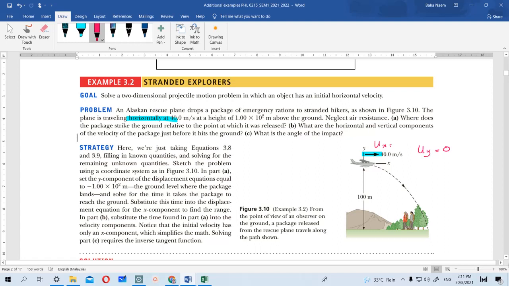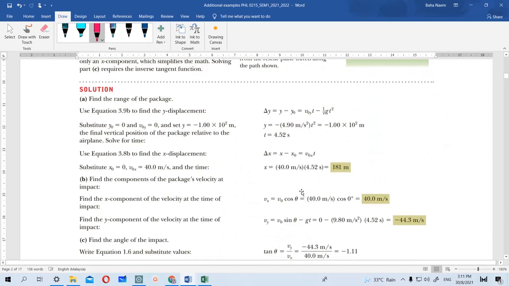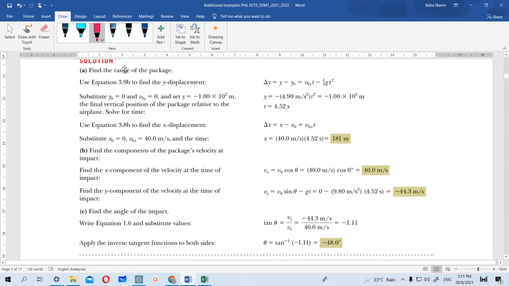Okay, so this is the condition for you to use g as negative 9.8. Now, where on the ground does it strike, meaning where does it reach the ground? So this question is actually asking for X or R. Okay, so now let us look at the question. Alright, this is our X. This is our R of interest.